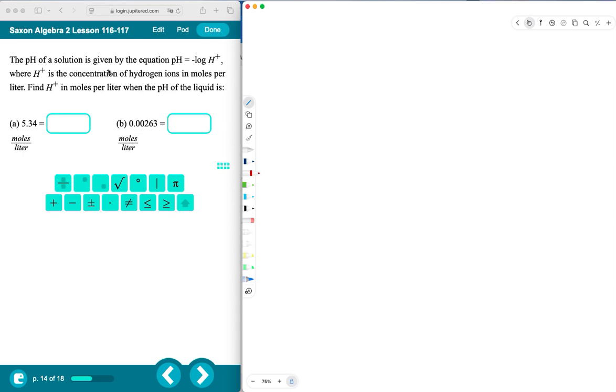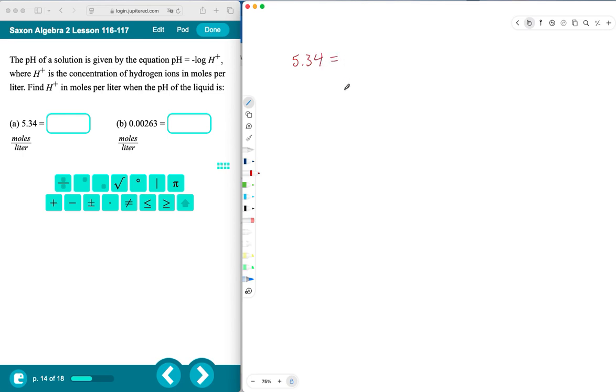The pH of a solution is given by the equation pH is equal to the negative log of H plus, where H plus is a concentration of hydrogen ions in moles per liter. Find H plus in moles per liter, where the pH of the liquid is 5.34. All right, so we've done these before, and I don't like them because this is a logarithm.